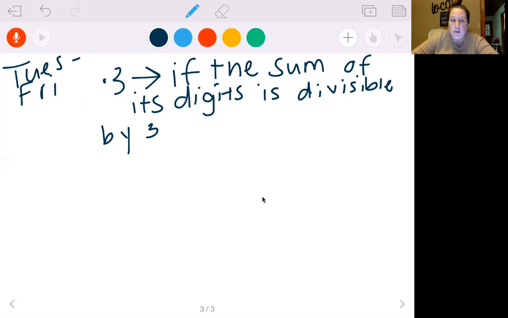You just take the number, split it up, and add it. And then if you get a number that you can divide by 3 with no remainder, then that whole number can be divided by 3. The same for 9. So I'm going to erase part of this real quick because 9 has partly the same definition.